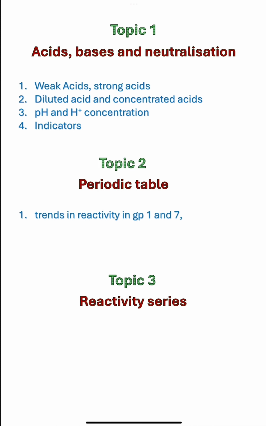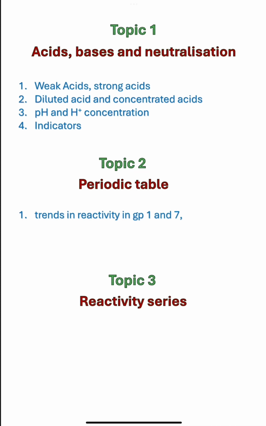The second topic is the periodic table. You will always have a question about the periodic table. And in this question, they're going to ask you about the trends, especially in group 1 and group 7. So group 1 is the alkali metals, and you need to know the name because sometimes they ask you to name the elements of this group, or what this group is called. So group 1 is the alkali metals, group 7 is the halogens.